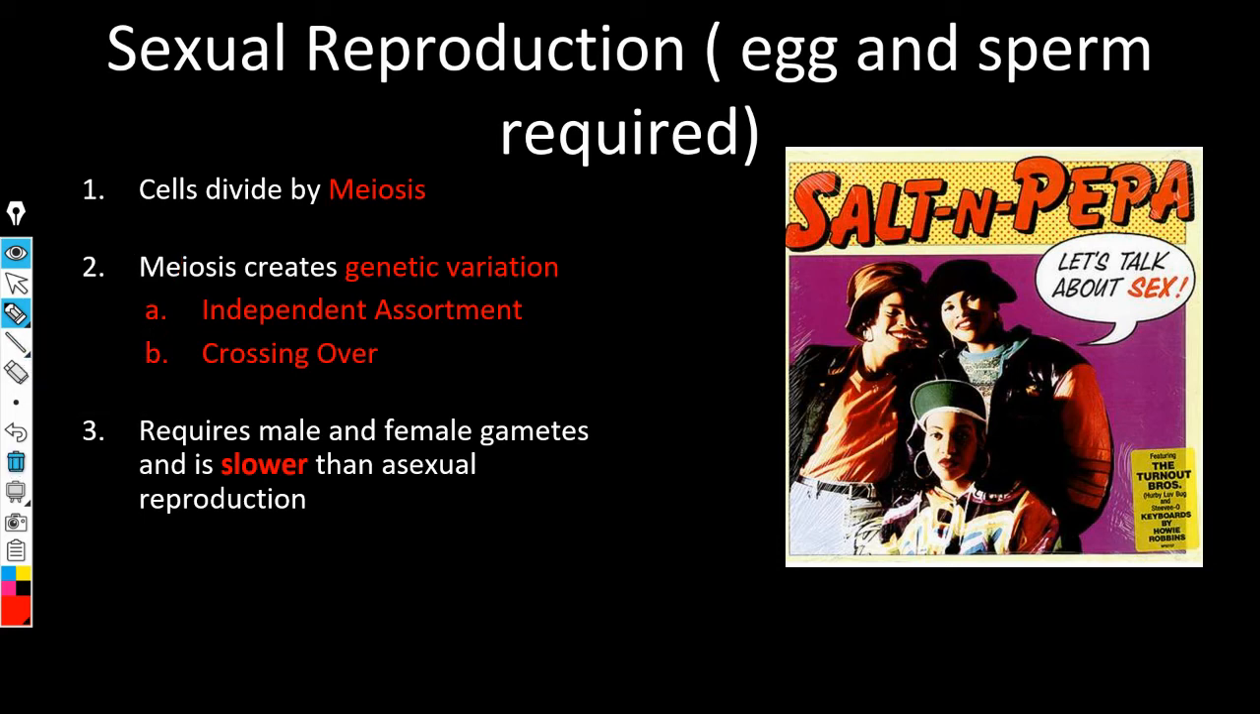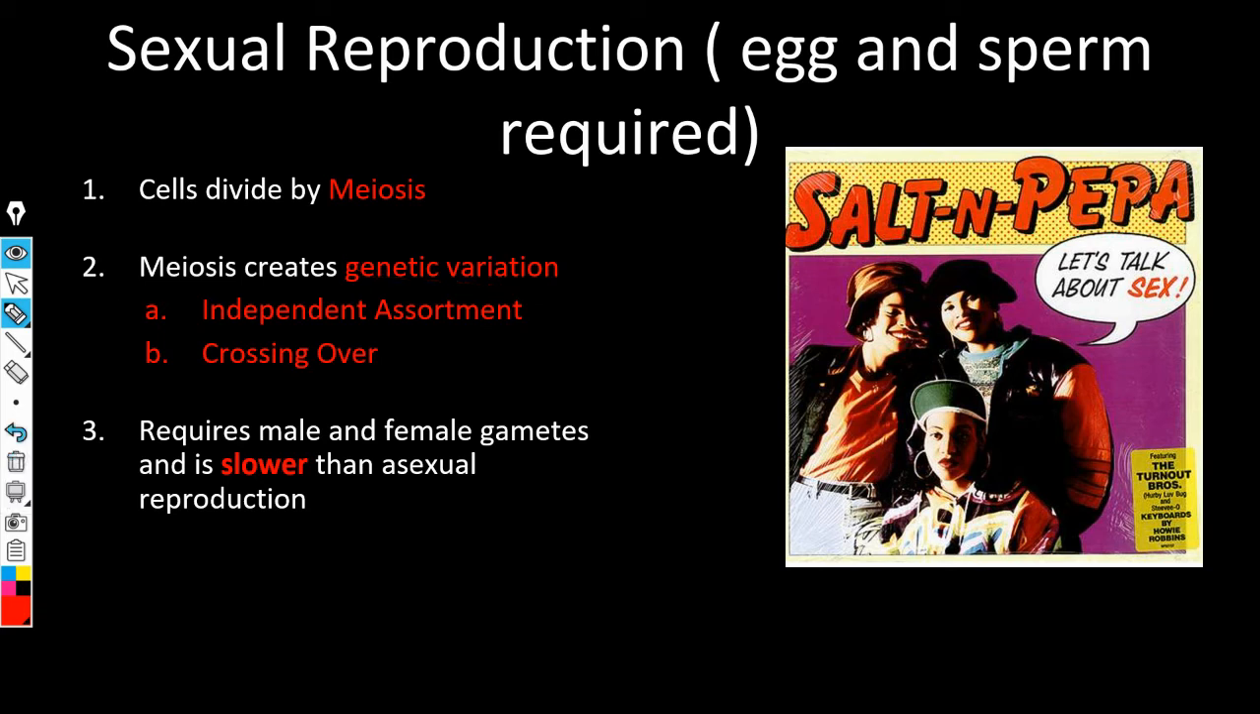The way that it results in genetic diversity are these two things right here. We're not going to go into detail at this time about what these are, but what we are doing is introducing these terms. So when you see the terms independent assortment, you see the term crossing over, you need to think about meiosis, you need to think sexual reproduction, and most importantly, you need to associate those terms with genetic variation.